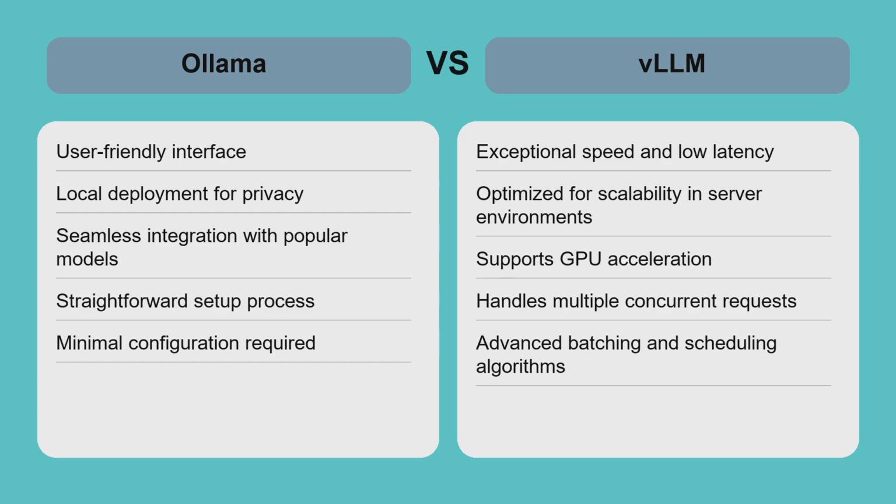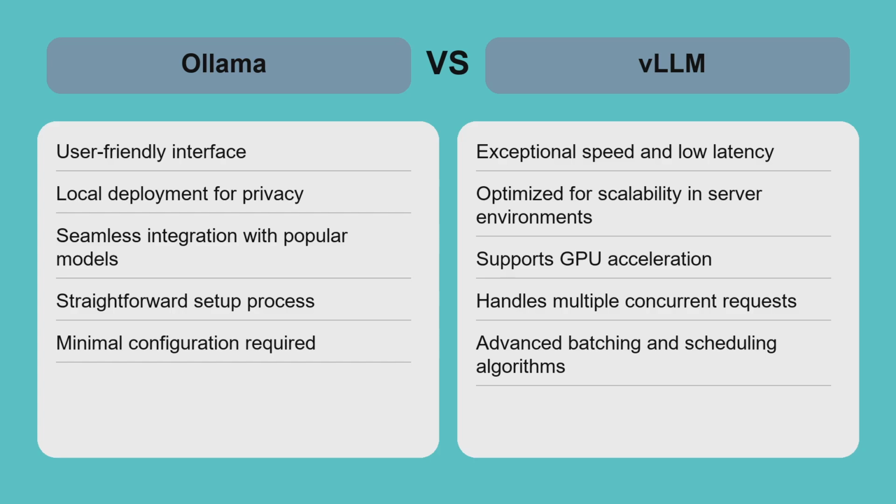Ollama excels in local deployments where privacy and simplicity matter, perfect for individual developers or small teams experimenting with AI models on personal hardware. On the other hand, vLLM shines in large-scale multi-user environments, delivering superior throughput and latency by optimizing GPU usage and request batching. While Ollama offers quick startup and minimal configuration, vLLM demands more setup but rewards with scalable performance suitable for production.